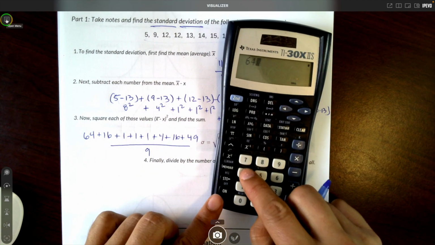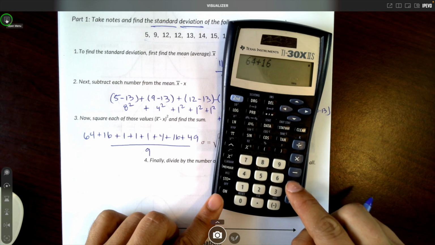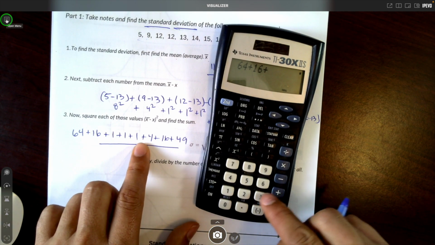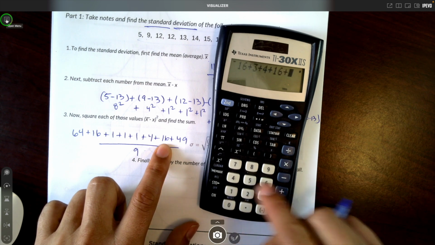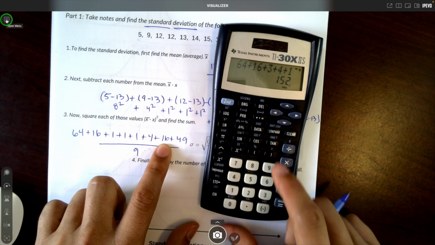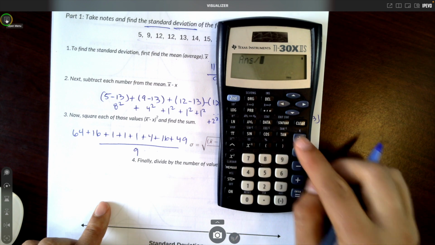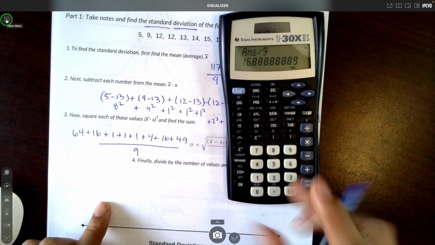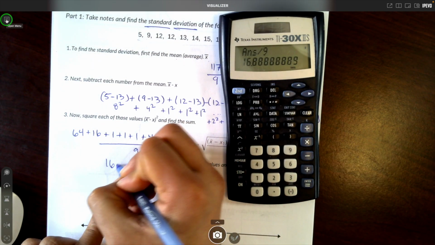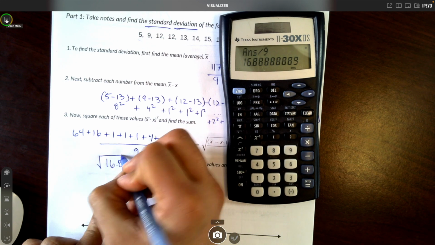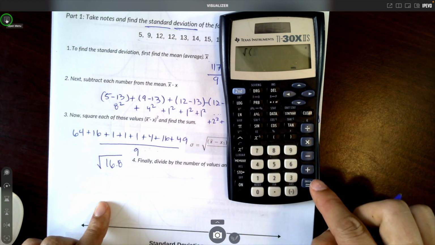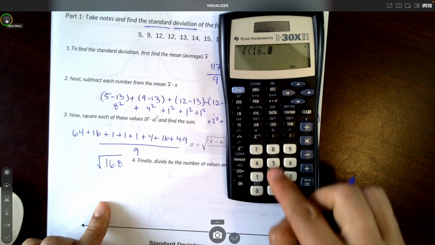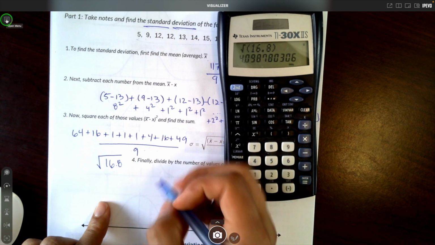So we do 64 plus 16 plus 1, 2, 3 plus 4 plus 16 plus 49, and I hope I did this right. It's 152 divided by 9, and then that gives us 16.8. We're going to take the square root of that. So second square root, 16.8, and that's going to give us about 4.